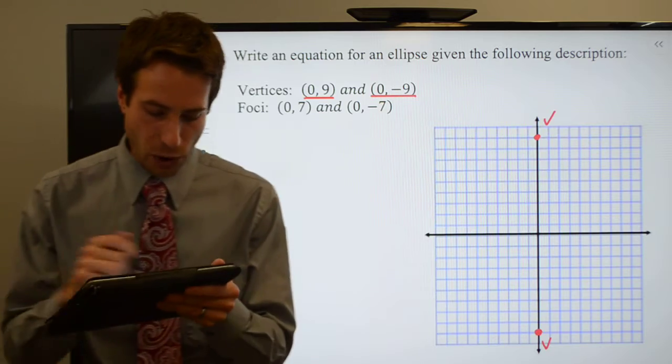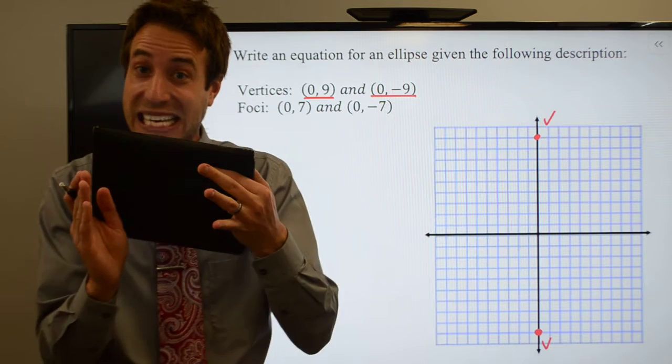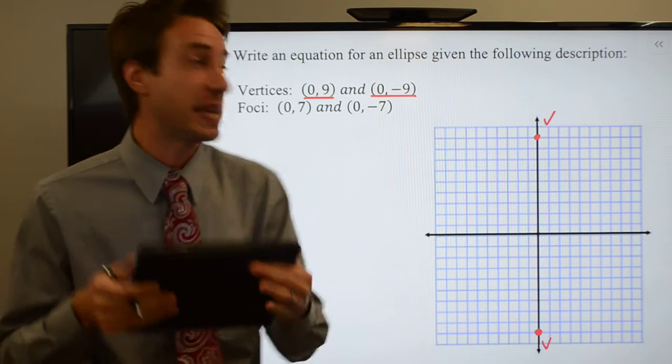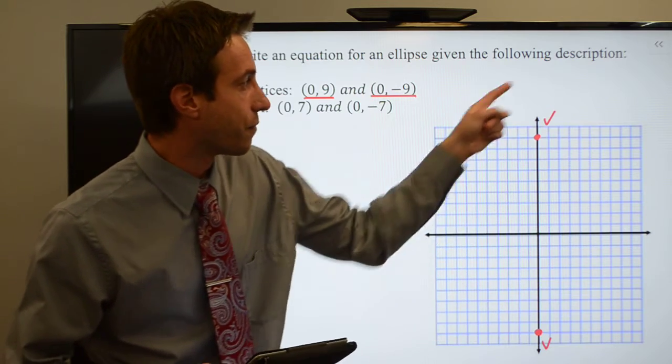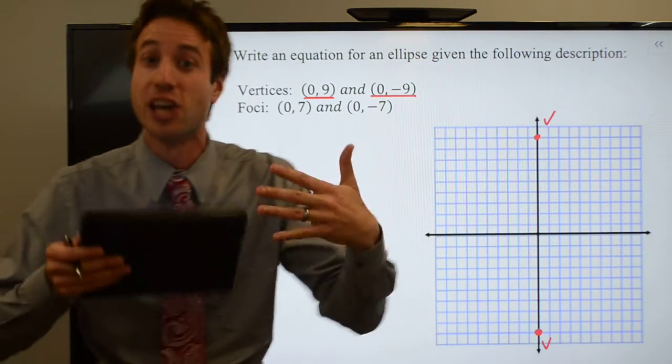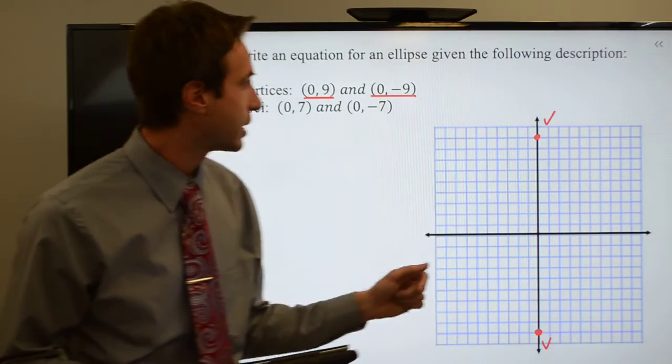I then give you the foci. Now remember, foci are always on the major axis, but they're inside the ellipse, which means they should be inside of the vertices somewhere. If I wind up with a foci on the outside of the vertex, you done goofed. You made a mistake, or it's not an ellipse. So anyway, let's see what happens here.